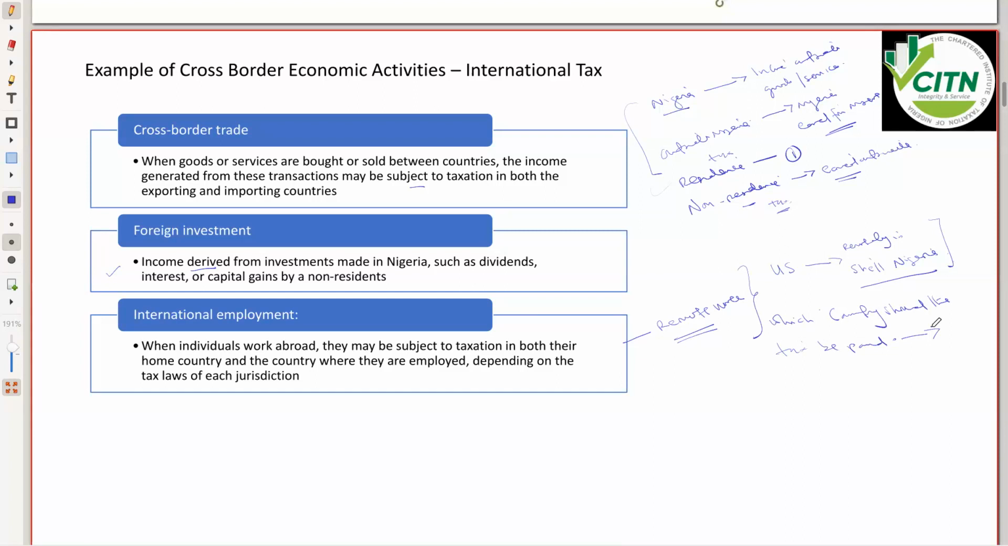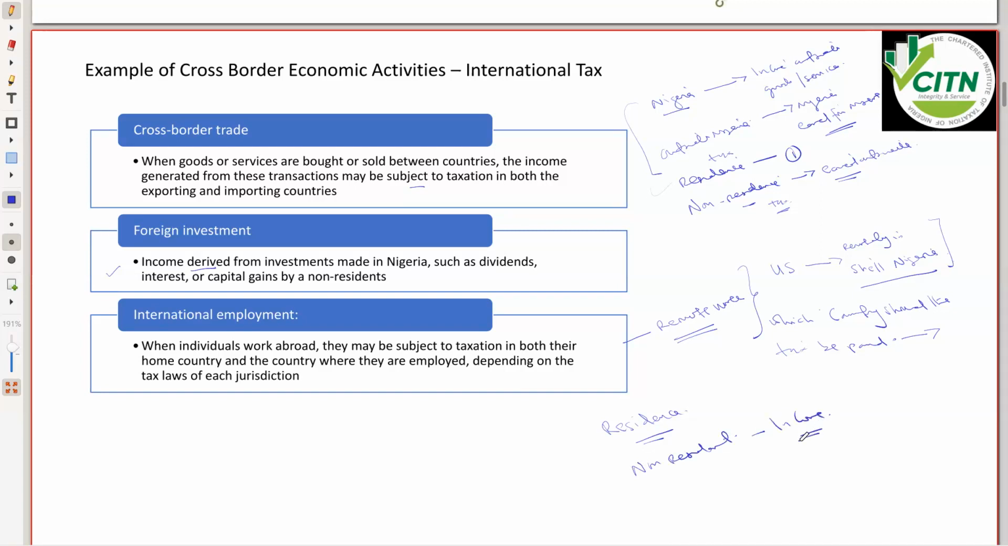But don't forget we said at the onset of our class that there's the concept of residence as well. So most countries would say that wherever you stay, you must pay tax. So if you are in Nigeria, regardless of where you work, you need to pay tax. And some other countries will say, yes, but you're earning the money from us. Even though you don't stay in Nigeria, you're earning the money from Nigeria. So the concept of non-resident earning income.